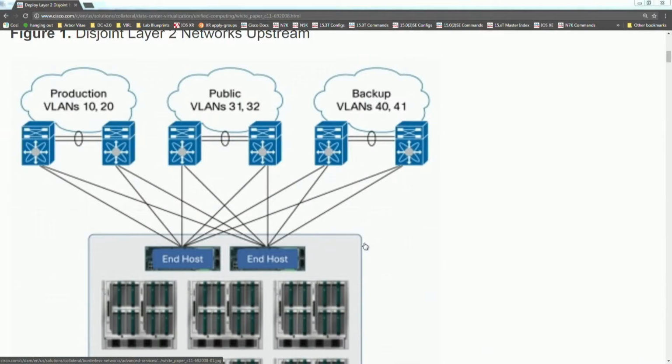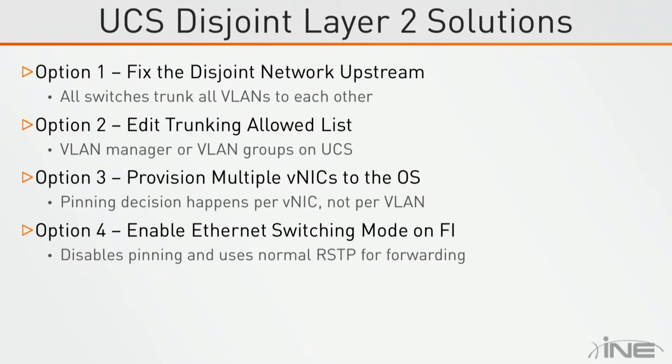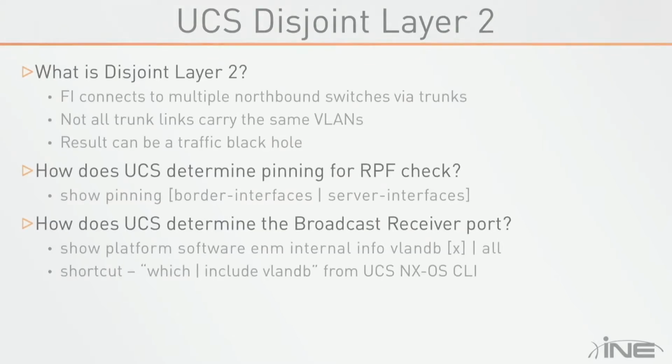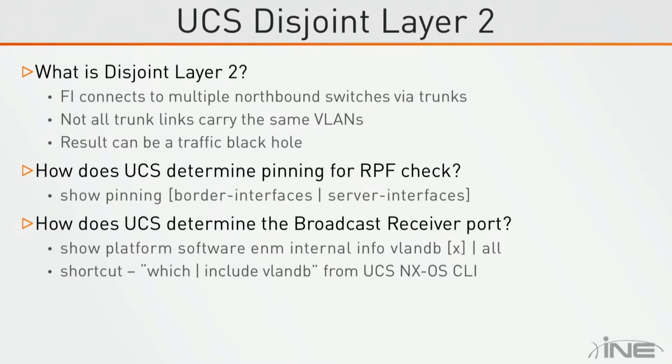But the big thing to remember about this is the shortcut, the which command. Which pipe include VLAN DB. Then from the CLI, we can just copy and paste the full command: show platform software enm internal info vlandb, and then whatever the VLAN ID is.